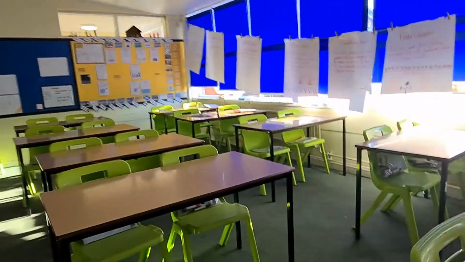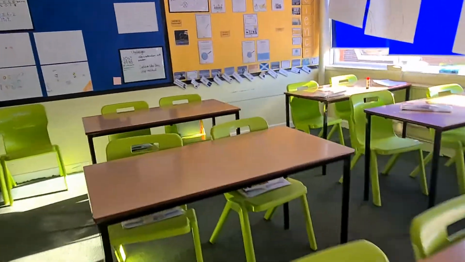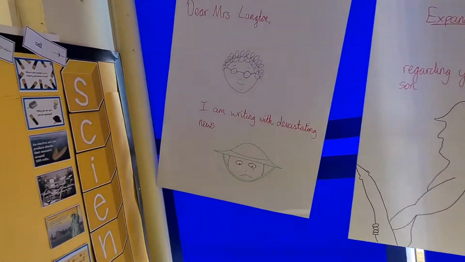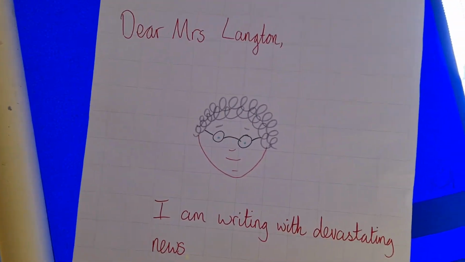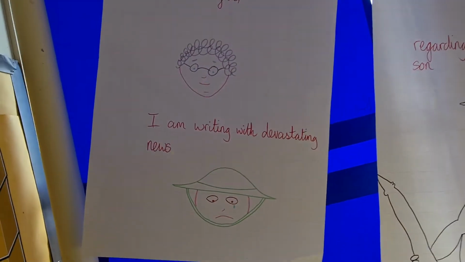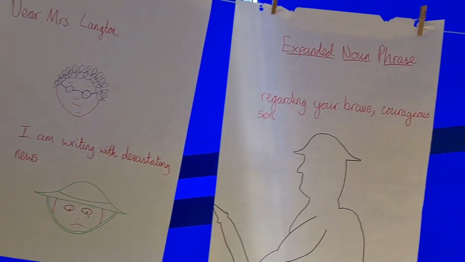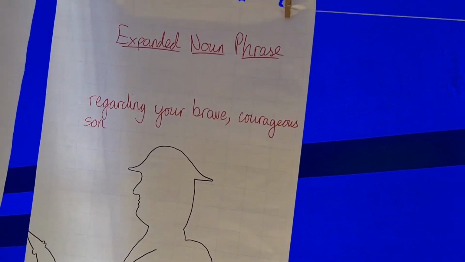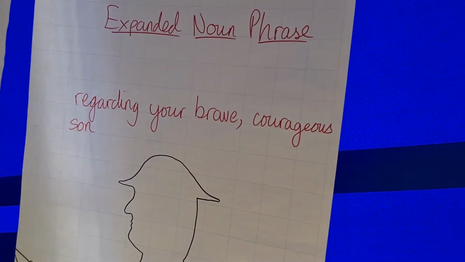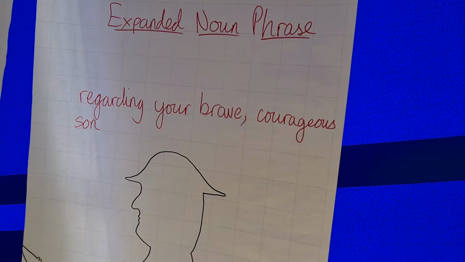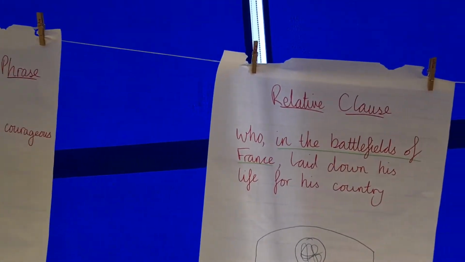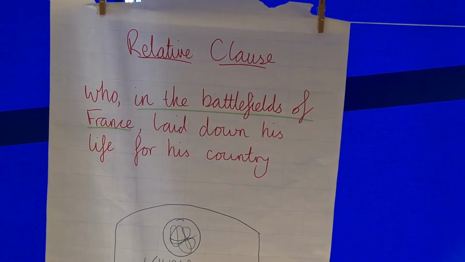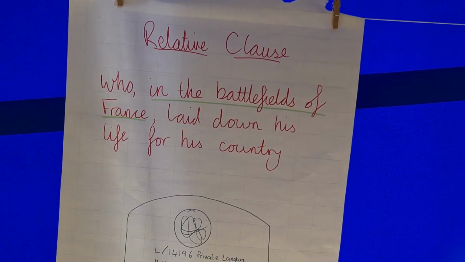And then this is how we planned the lesson, and this is how you can plan the lesson at home. We used a bit of a storyboard. So, dear Mrs. Langton, I'm writing with the devastating news regarding your brave, courageous son. Using a little expanded noun phrase there with brave, courageous before son. Your brave, courageous son, who, in the battlefields of France, laid down his life for his country.